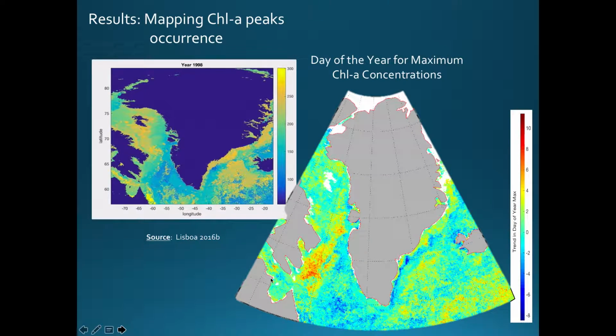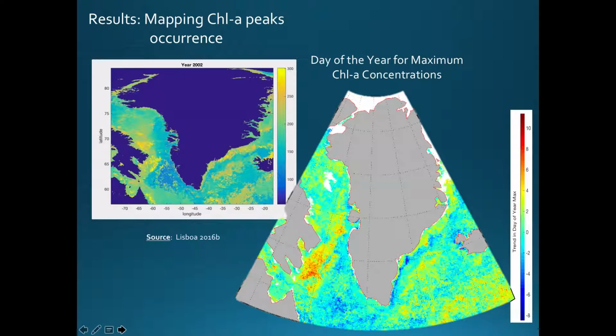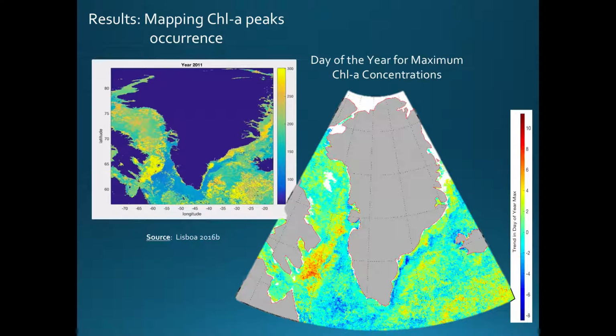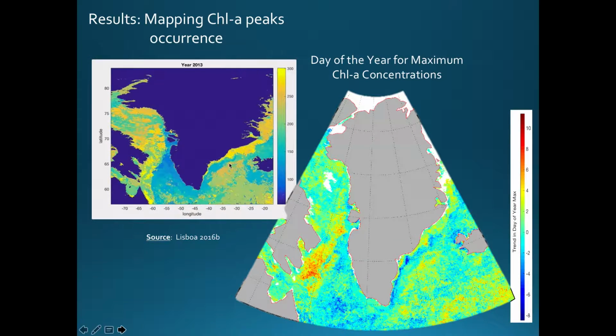So the results of mapping these changes in the occurrence of chlorophyll concentrations are here. We have here an animation. I have actually imported this data into MATLAB, and here you can see how it changes through the years.